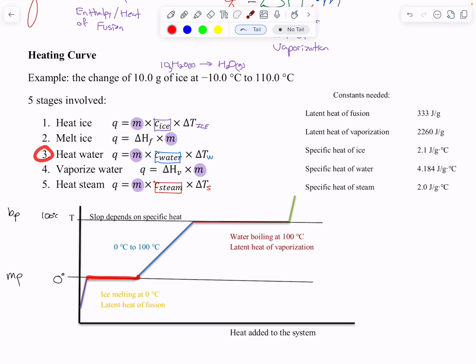And then step 3, once it melts, we warm the water to its boiling point. And then once we're at the boiling point, we will vaporize the water. And delta HV, which is right here, is 2260 joules per gram. Delta HF is 333 joules per gram. So it's a lot more energy to boil or vaporize water than it is to melt it. Then step 5, we're heating the steam. So that's the heating curve for water. And you just add all those steps.